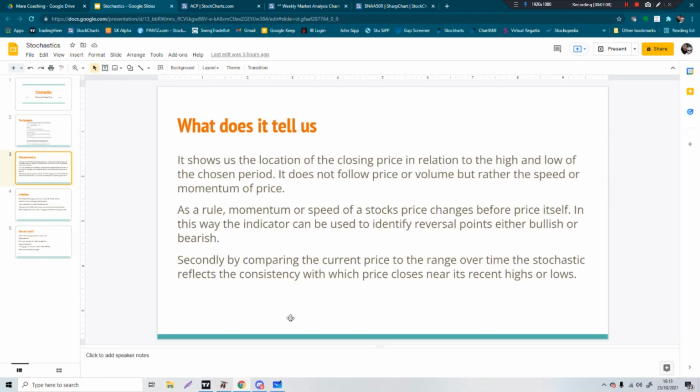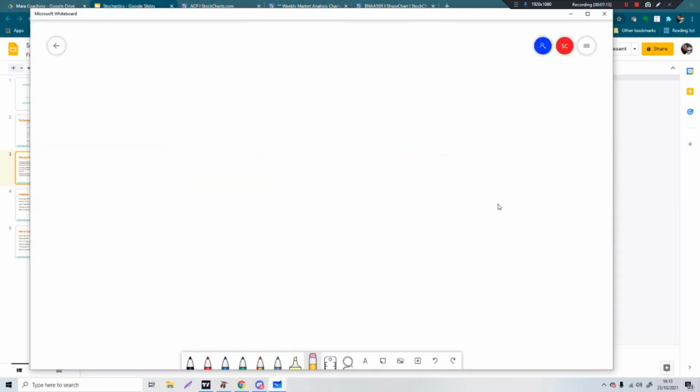So what I shall try and do is bring up my whiteboard and create a stochastic for you so you can see how it actually looks. Right, I've got my tablet out. I've not used this for ages.